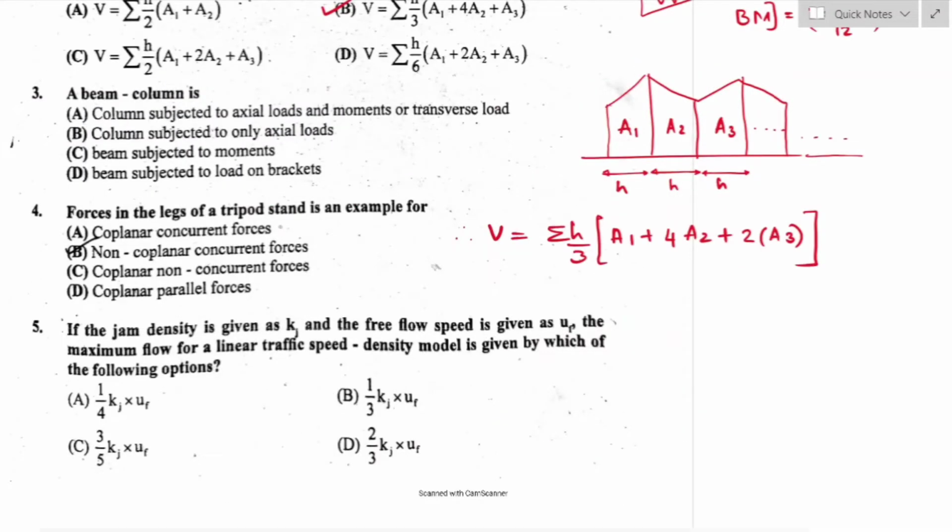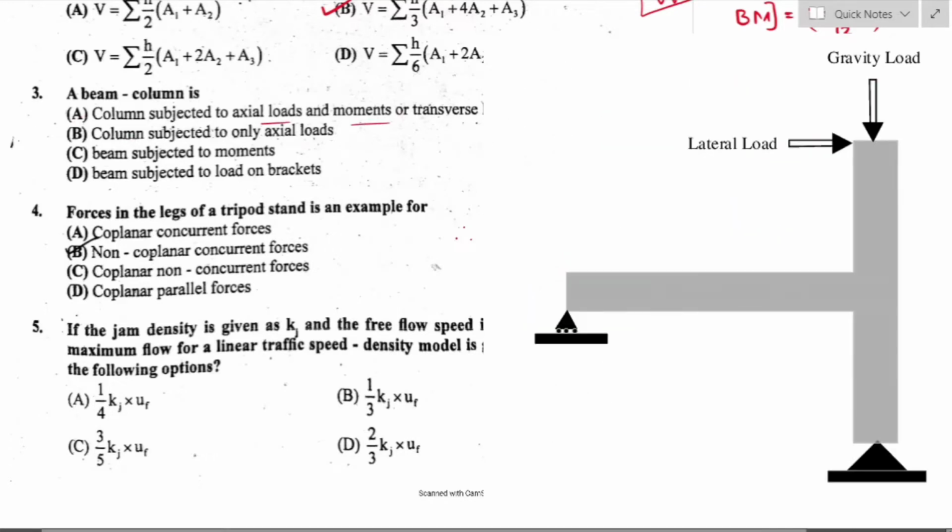Question number 3. A beam column is a structural member that is subjected to axial compression and transverse bending at the same time. It is a column subjected to axial load and moments or transverse load. In the following figure, you can observe a beam column section. Option A is the right answer.